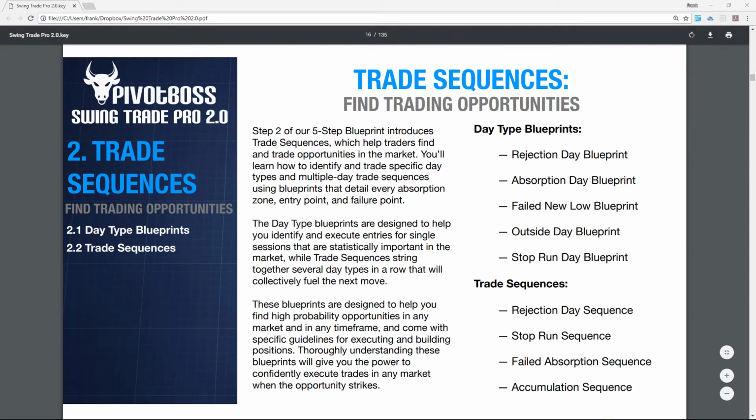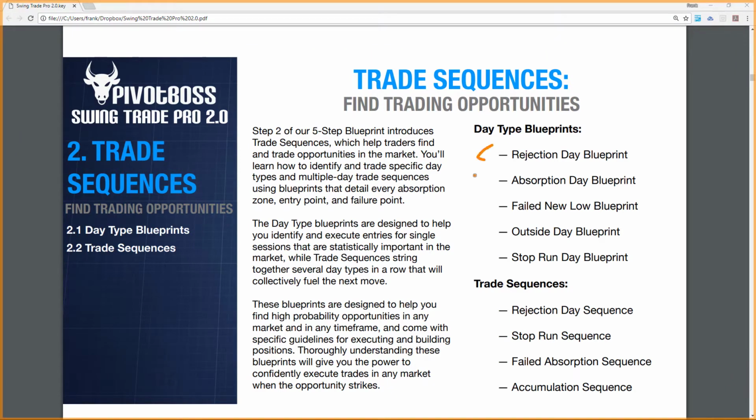What's important about this section is that we're going to get 5 different day type blueprints and 4 different trade sequences, and each of these can be played as day trade type of plays or as swing trades as well. So these are very, very powerful patterns that recur in the market, and being able to identify these patterns ahead of the crowd will allow you to position yourself ahead of the next major move. So let's go ahead and get started with these day type blueprints and the 4 sequences. First, we're going to start with the rejection day blueprint.